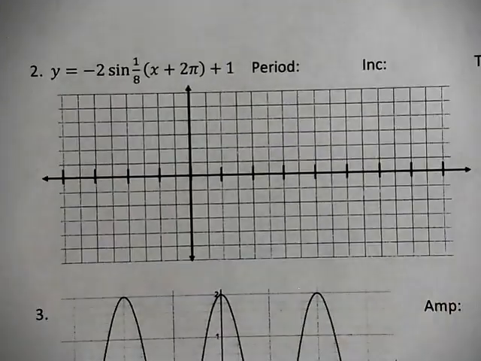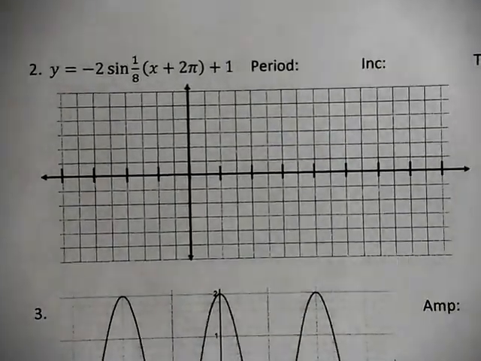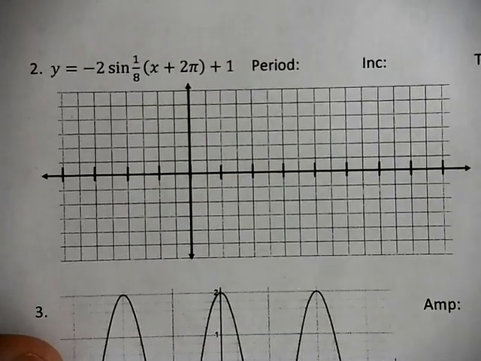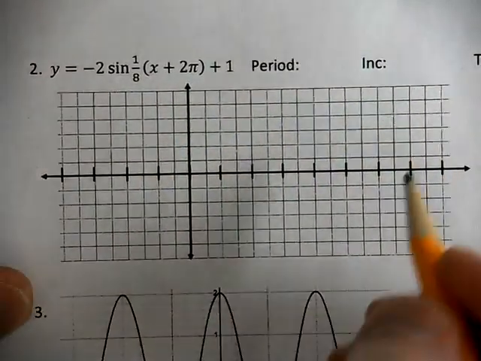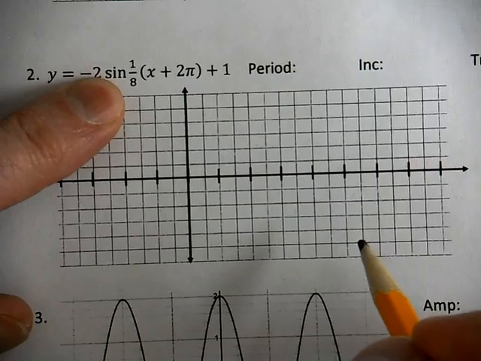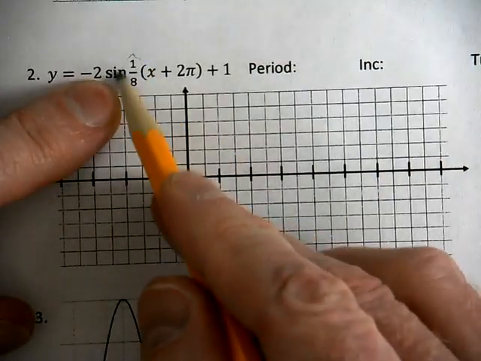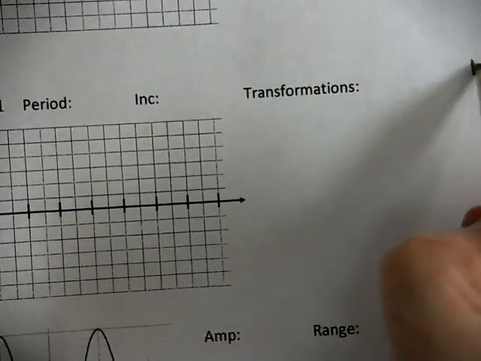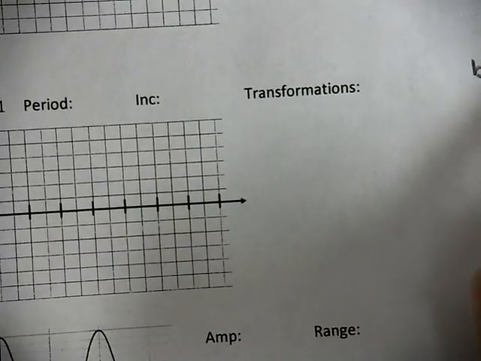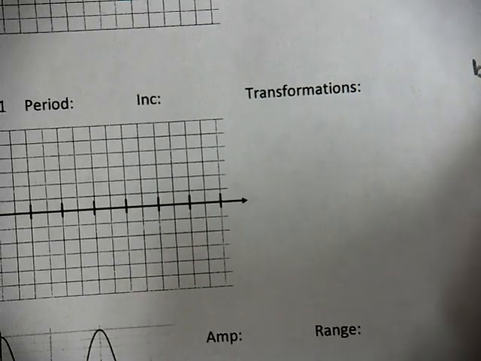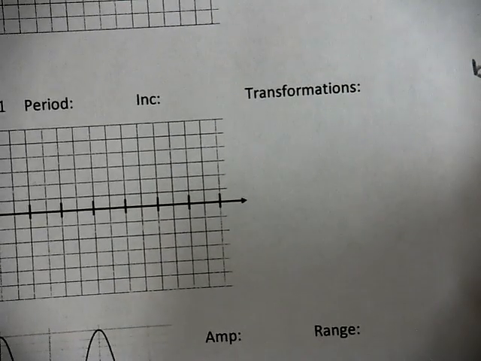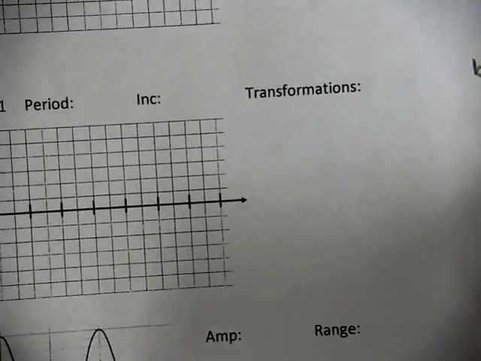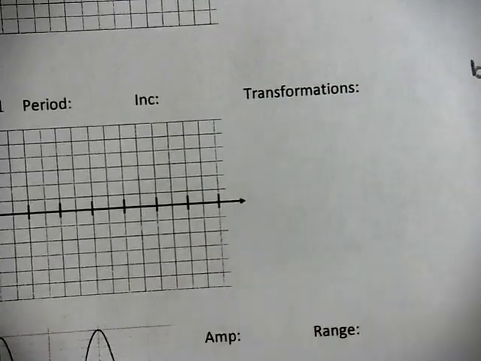Now we're going to try to graph this crazy thing. Okay. So we're going to figure out what the period is. It has to do with B. So if B is 1/8, the period is going to be 2 pi divided by 1/8. That's going to be 16 pi.